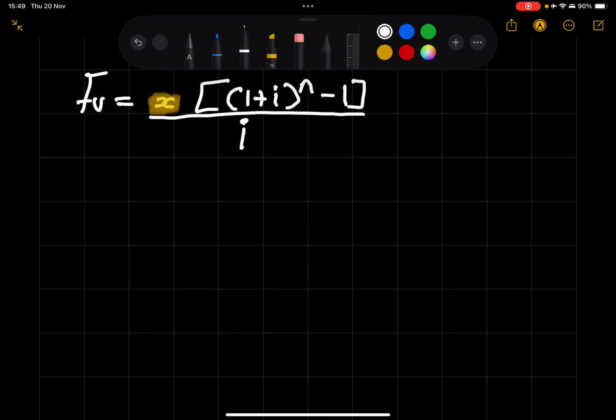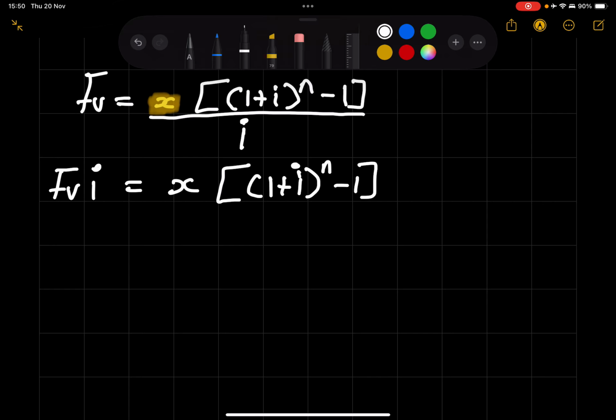And then you check. I is dividing relative to what we want to solve. So it's dividing on the right, so it must multiply on the left. So we're going to have FV multiplied by I is equal to x in bracket 1 plus I to the power n minus 1. And then this is what we're solving for.